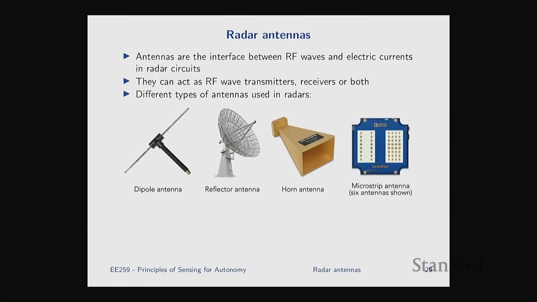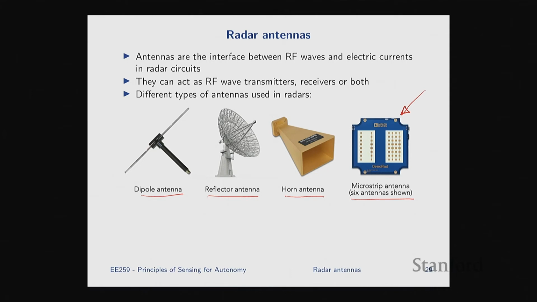There are many different types of antennas, and these 4 pictures here are not an exhaustive list of all types of antennas that are out there, but these are some of the common ones used for radar. You can have a dipole antenna, which is basically just 2 wires. You can have the so-called reflector antennas, which are these dishes. We have a giant one here on the hill at Stanford that I'm sure you've seen. You can have horn antennas, and you can have what is called microstrip antennas. And for robotic sensing, the most interesting one is the microstrip antenna.